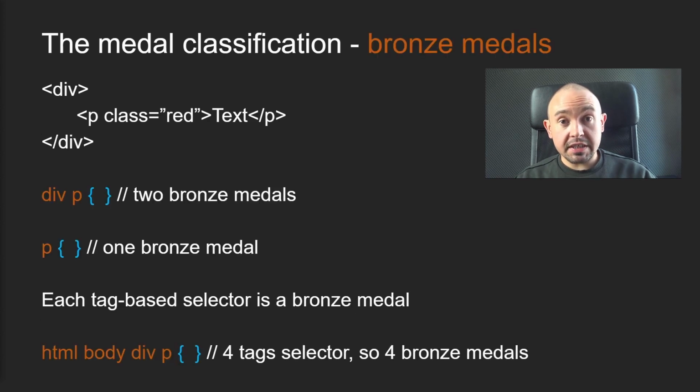The div p selector has 2 bronze medals, and the p selector has only 1 bronze medal. A bronze medal is awarded for each tag in the selector. 2 bronze medals mean more than 1, so the div p selector is more important. We can also create a longer selector, adding additional bronze medals to its importance. An example of such a selector can be seen at the bottom of this slide. The HTML body div p selector has 4 bronze medals.